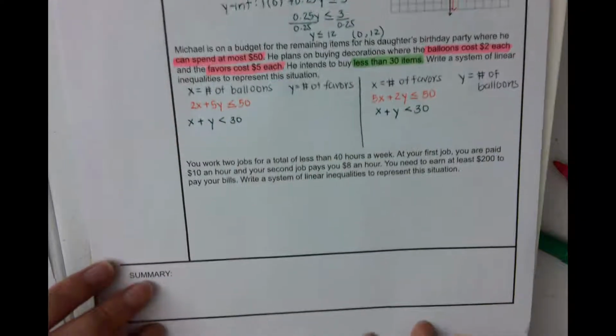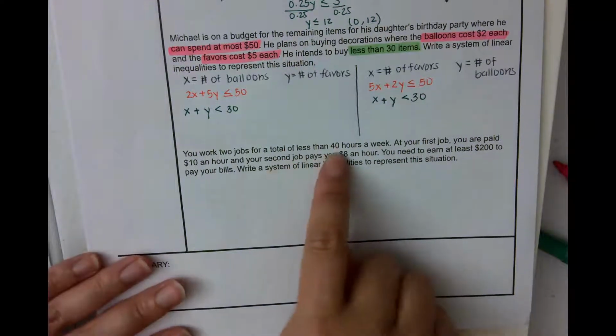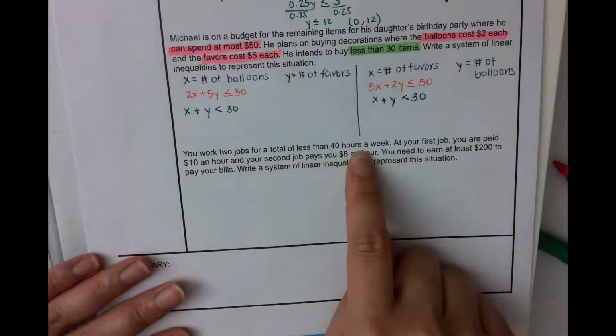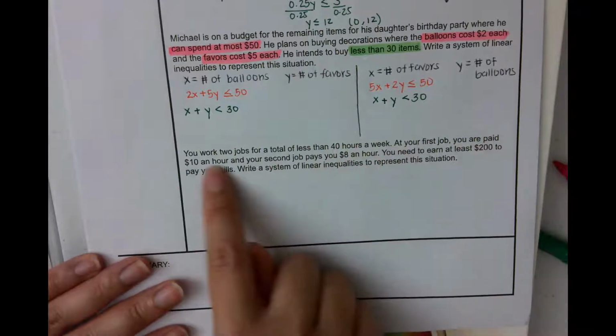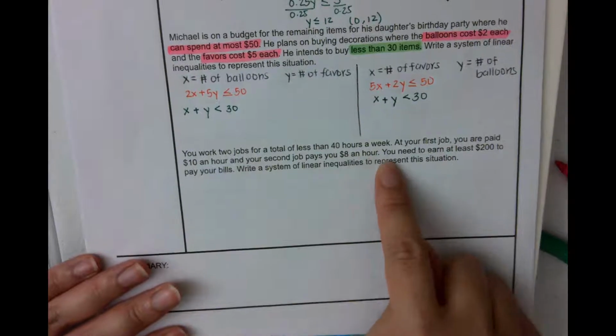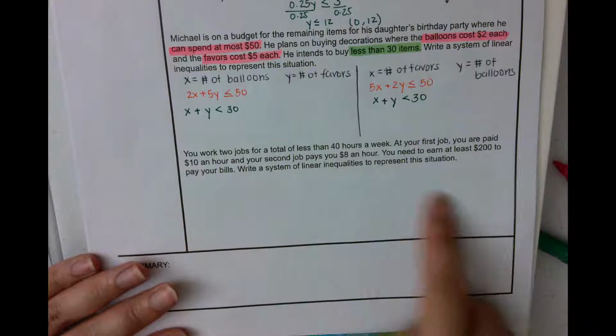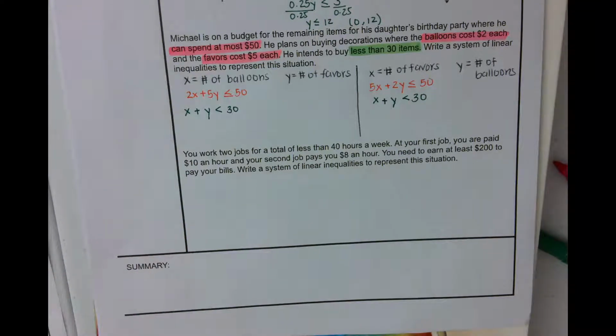And then here's our last one. Here we work 2 jobs. You work 2 jobs for a total of less than 40 hours a week. At your first job, you're paid $10 an hour. And your second job pays you $8 an hour. You need to earn at least $200 to pay your bills. Write a system of linear inequalities to represent this situation.